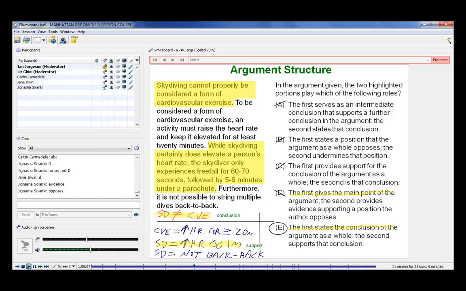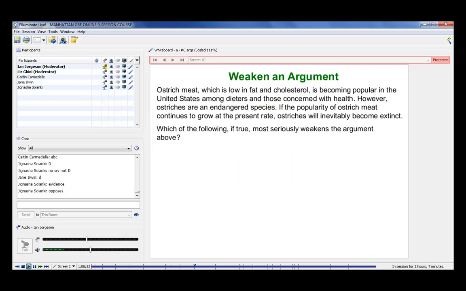Okay, so any questions about this question type? What I want you guys to take away from this is both how to do this kind of question, but I also want you to see that we have a true argument here. We've got a conclusion supported by evidence. That's really important because the next question type we're going to look at does the same thing. It asks us to weaken the argument above.